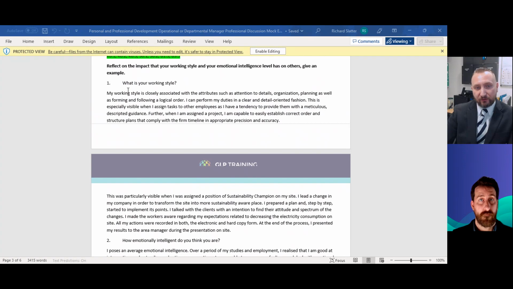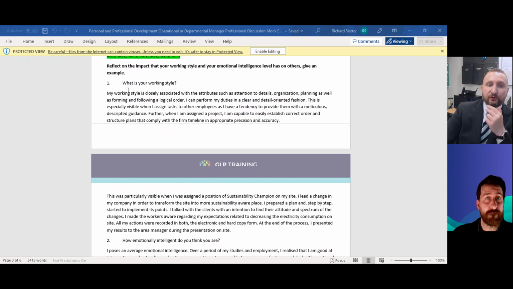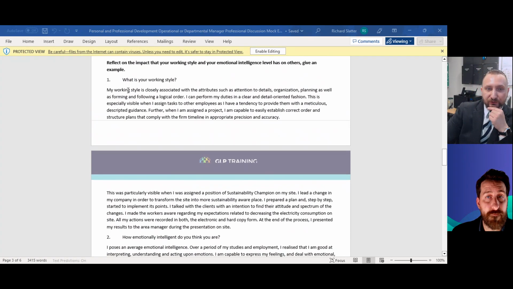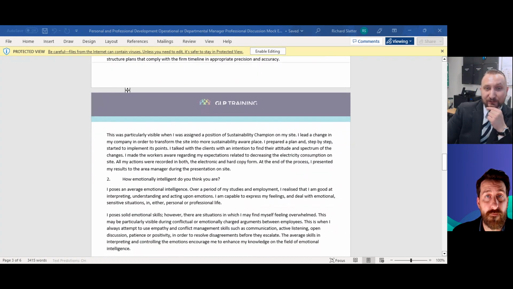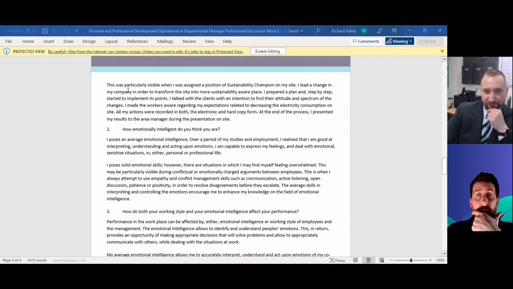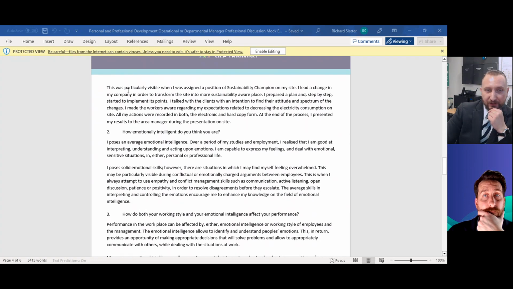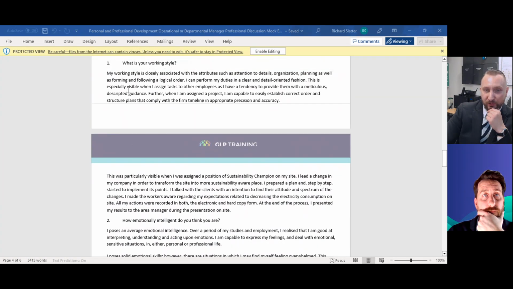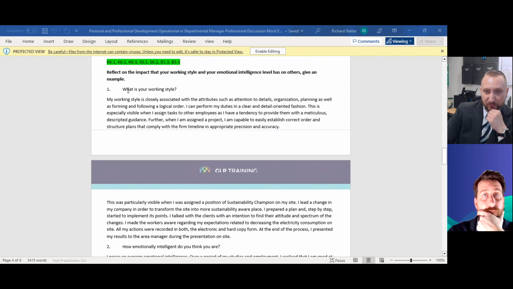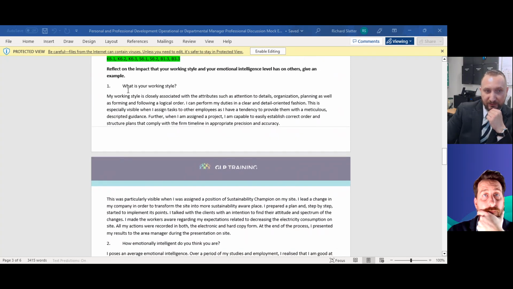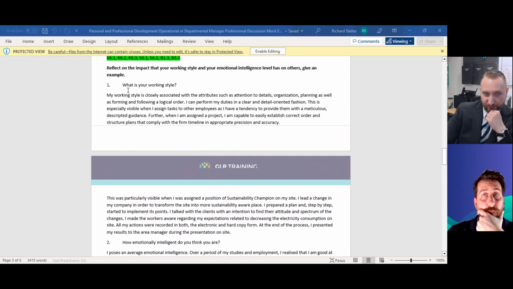When I am assigned a project, I am capable of easily establishing correct order and structuring plans that comply with the firm timeline with appropriate precision and accuracy. This was particularly visible when I was assigned the position of sustainability champion on my site. I led a change in my company in order to transform the site into a more sustainability-aware place. I prepared a plan and step by step started to implement its points.